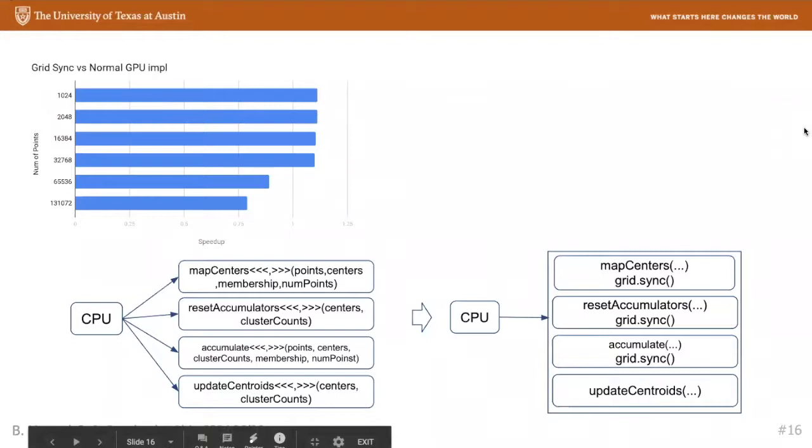Here is the result showing the speedup when Altis uses the cooperative group implementation. The test is conducted with 16 centers, each having 16 features, for 30 iterations. We can see there is a consistent speedup when the number of points is relatively small.